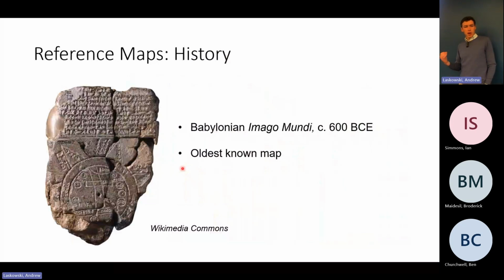The oldest confirmed and agreed upon map is called the Babylonian Imago Mundi, dating to about 600 BCE. And this map, as we can see, is inscribed on stone. It has some writing here, but it's a graphical representation of a city. We have some roads radiating out from it in a star pattern, showing you which direction you would head to get to various different locations. So this could be considered a general purpose or a reference map.